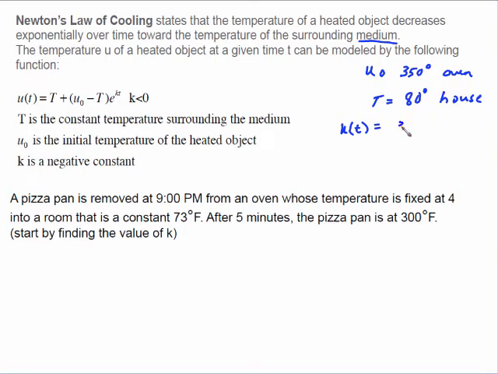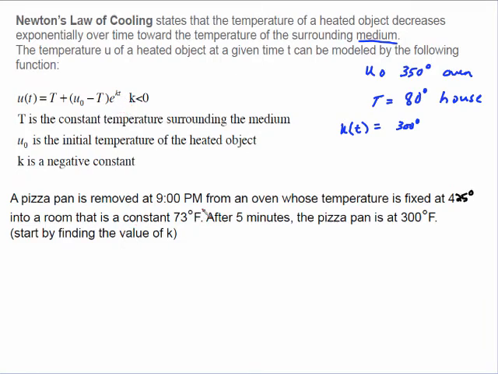So that would be the 300 degrees. We want to find out how long it takes for our cake to get down from 350 to 300 so that we can ice the cake. So you've got 3 different temperatures to keep straight when you're using this formula. Of course, E stays E, K is a constant, T is still time.